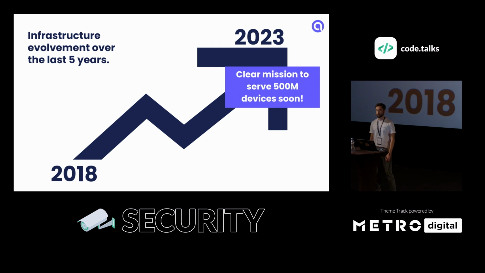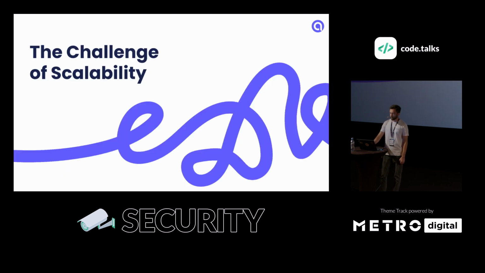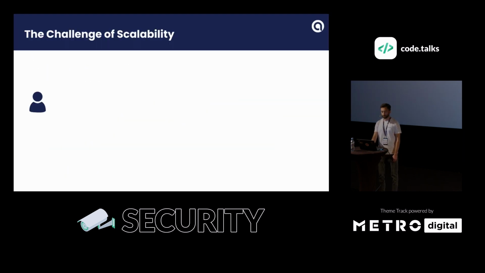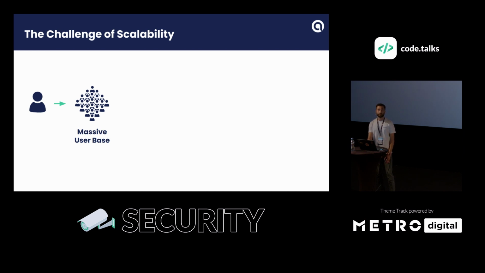Right now, the mission is clear to us. The business is growing even faster, and we want to serve 500 million devices worldwide soon. That means that our infrastructure needs to scale even harder. So what are the challenges for scalability for us? First of all, we have a massive user base growing every day, and the mission is clear that it's going to be 500 million devices worldwide.